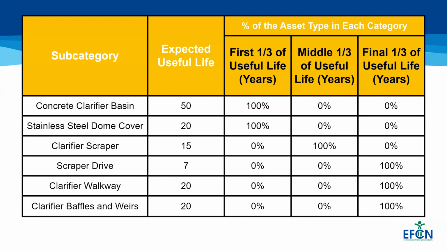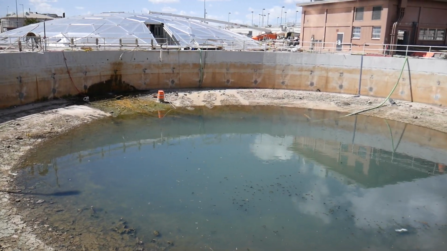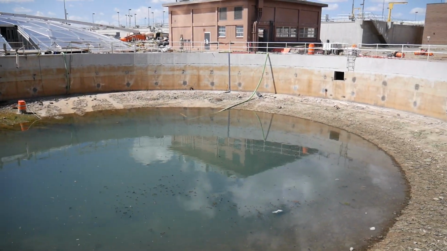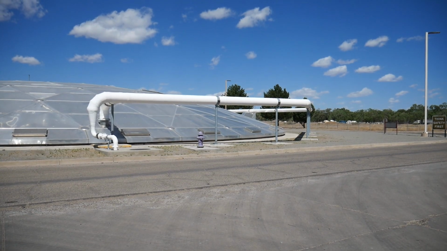But it's important to take into account 2 factors. The first is that clarifiers have a variety of components composed of different materials that may have different useful lifespans. The second is that we don't know if all of the components were refurbished at that time or just some. So we are going to break down the clarifier into subcategories. And after some digging, it looks like the concrete basin was refurbished and sealed, the scraper was replaced, and a stainless steel dome cover was installed.